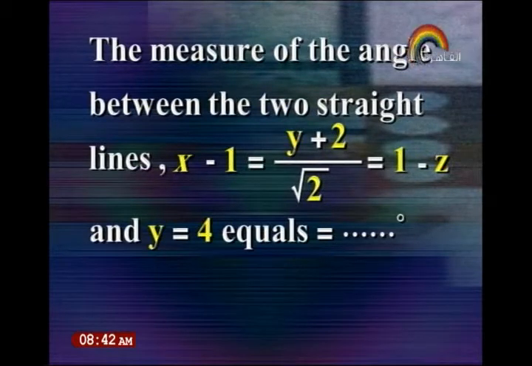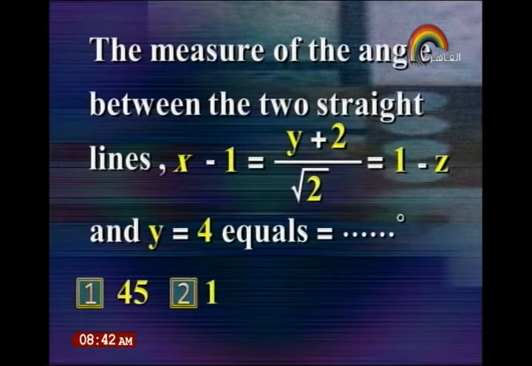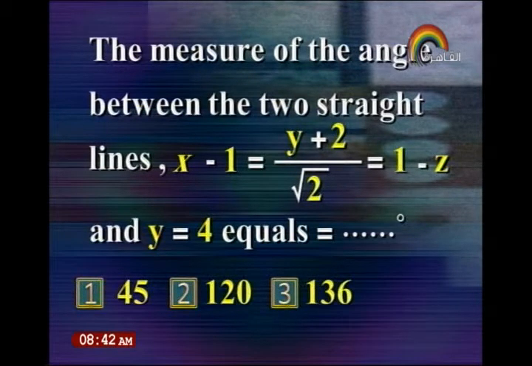What is the required measure of the angle between the two straight lines? Look at the multiple choices: number 1, 45; number 2, 120; number 3, 136; number 4, 150. What do you mean by the measure of the angle between two straight lines?